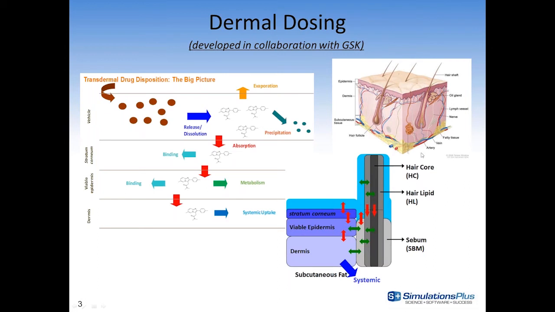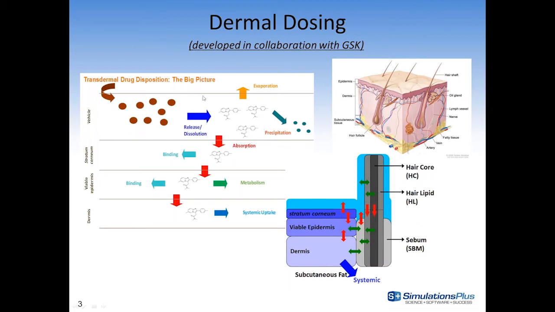In addition to these bulk layers, as you can see, we also include the hair follicle unit. In particular, you have the possibility of the sebum route here, which can be very significant for certain drugs. So you can have compound going down from the vehicle into the sebum, and then from the sebum into the viable epidermis and dermis as an alternate route. And then, of course, you also have the hair itself, and we divide that into a hair lipid layer, a lipid layer surrounding the hair core.